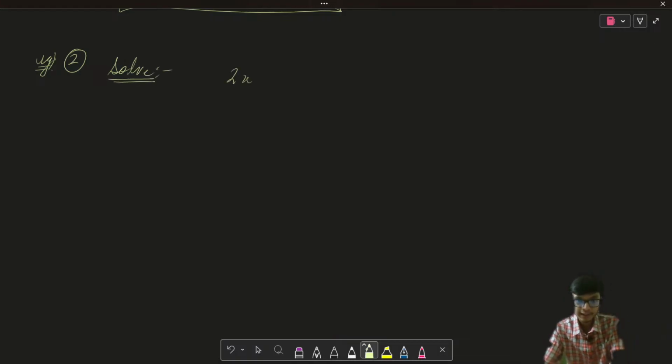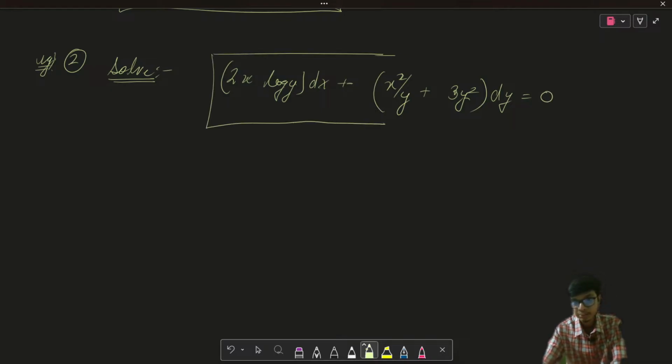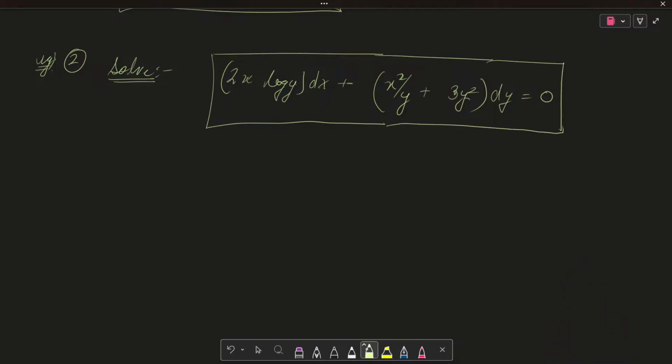The question says that I have 2x log y dx plus (x square upon y plus 3y square) dy is equal to 0. So I have the following differential equation. Please try to get to the solution of this differential equation. First of all, check whether this differential equation is an exact differential equation or not.